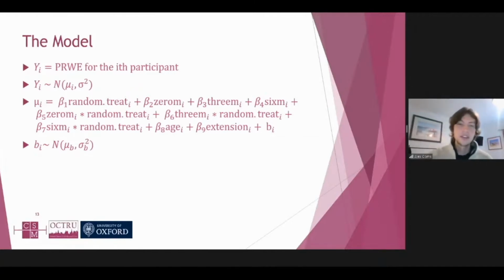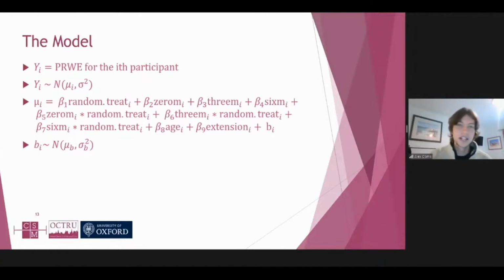We did play around with having a 2-level random effect with person within center, our last stratification factor, but we found that there was very little variation between the centers, so we decided to use this simpler, reduced model. And B_i has a normal distribution with some parameters.